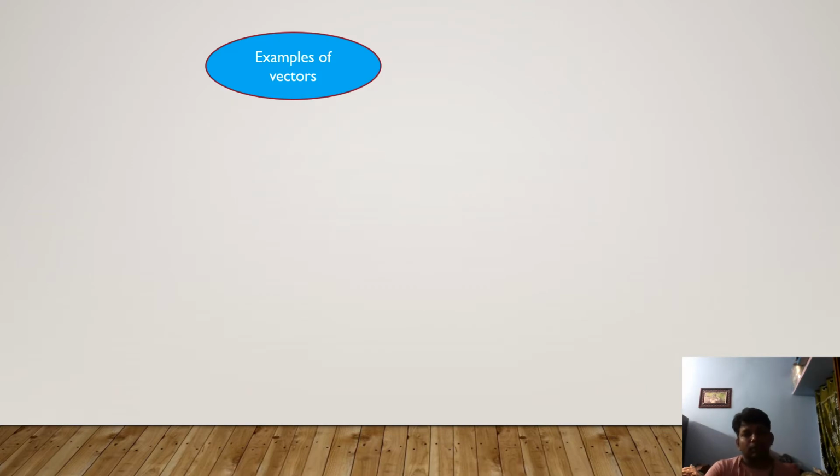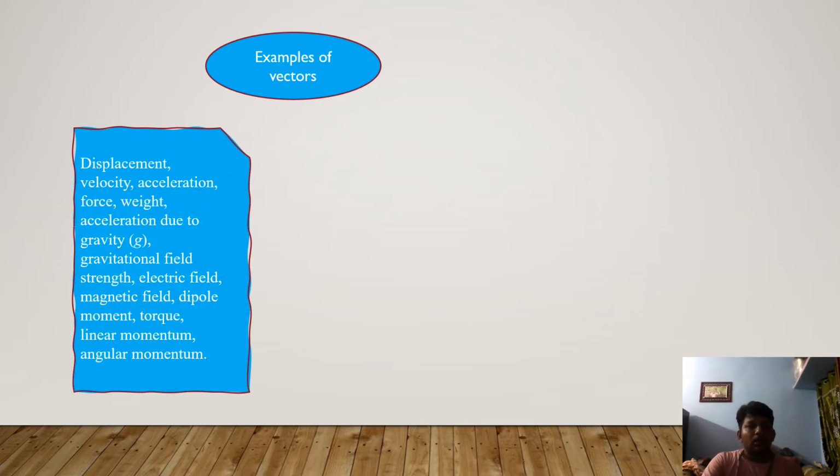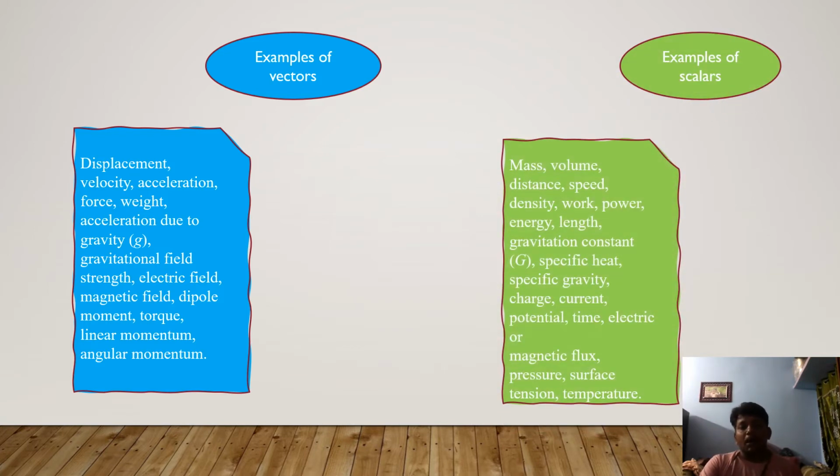Examples of vectors. Examples of vectors are displacement, velocity, acceleration, force, weight, acceleration due to gravity, gravitational field strength, electric field, magnetic field, dipole moment, torque, linear momentum, angular momentum. And examples of scalars are mass, volume, distance, speed, density, work, power, energy, and so on.